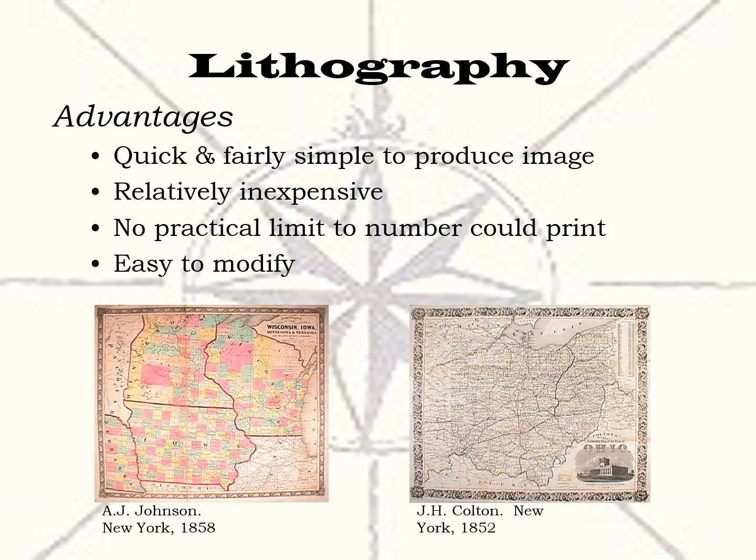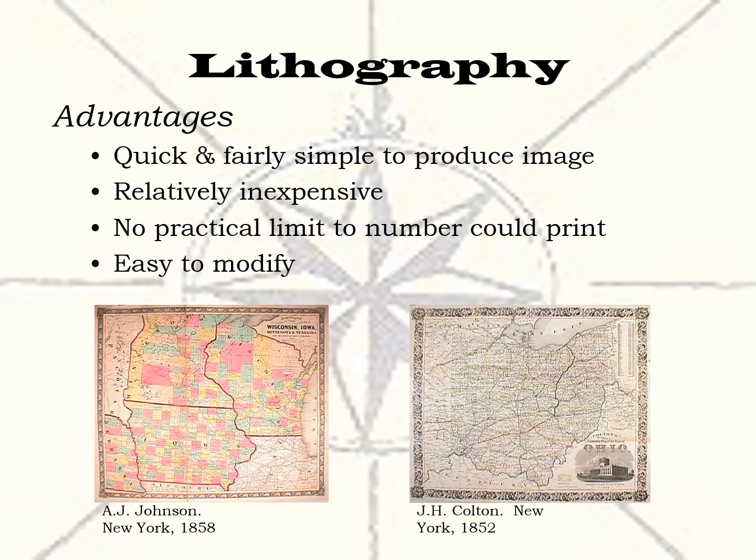So, what are the advantages of using lithography to make maps? First, it was quick and relatively easy to produce the image on the stone. Senfelder claimed it was 3 times faster than engraving. Then the process was relatively inexpensive. The ease and quickness of producing a lithograph meant that less time and skills were needed, and also the stones could be reused. There was also no practical limit on how many impressions could be run off from a lithographic stone. And finally, it was easy to modify or correct a lithographic stone.